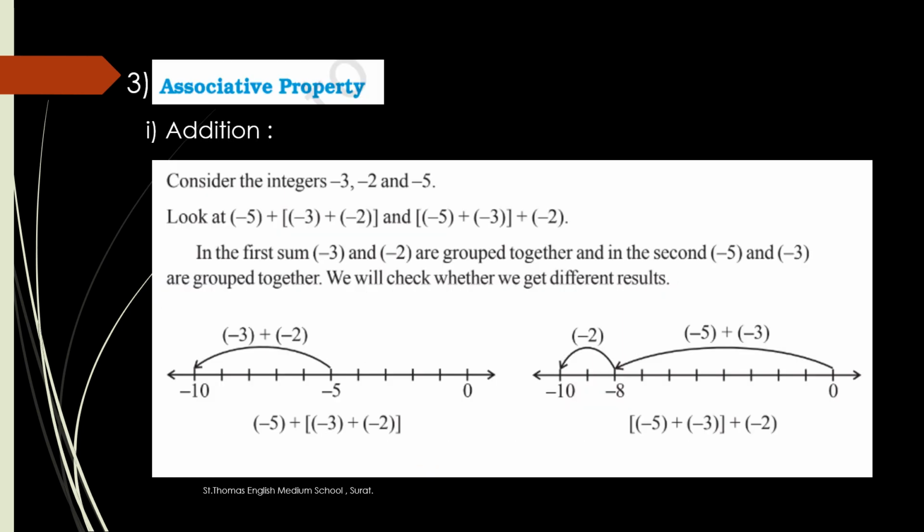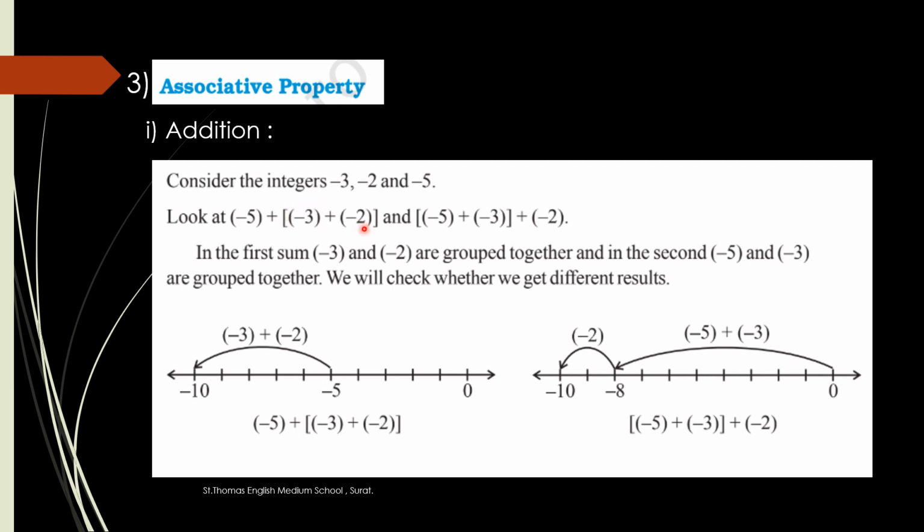Third property, that is associative property. So commutative property we have studied for addition and subtraction. The next one is associative property. First, for addition, consider the integers -3, -2 and -5. This is in the same page, page number 7. Look at -5 plus (-3 plus -2) in one bracket, and (-5 plus -3) in one bracket, plus -2. In the first sum, -3 and -2 are grouped together, and in the second, -5 and -3 are grouped together.